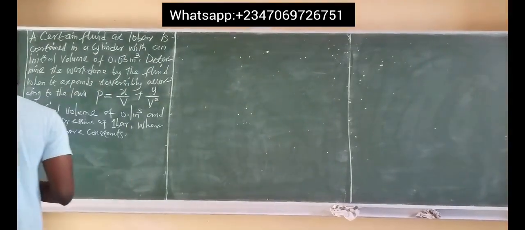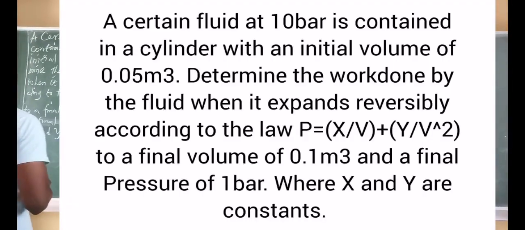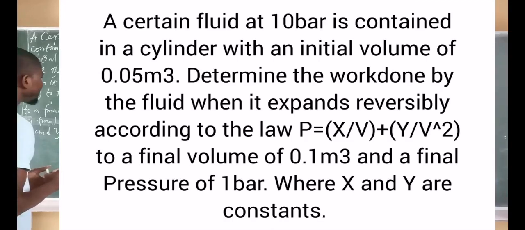The question says, a certain fluid at 10 bar is contained in a cylinder with an initial volume of 0.05 meter cube. Determine the work done by the fluid when it expands reversibly according to the law P equals x all over V plus y all over V squared, to a final volume of 0.1 meter cube and a final pressure of 1 bar, where x and y are constants.